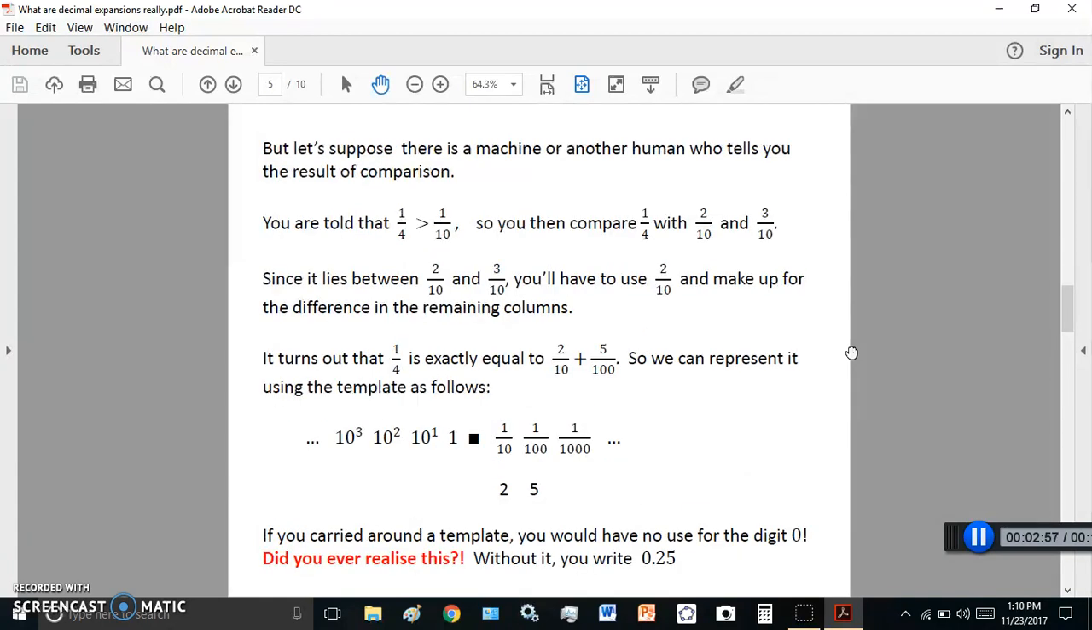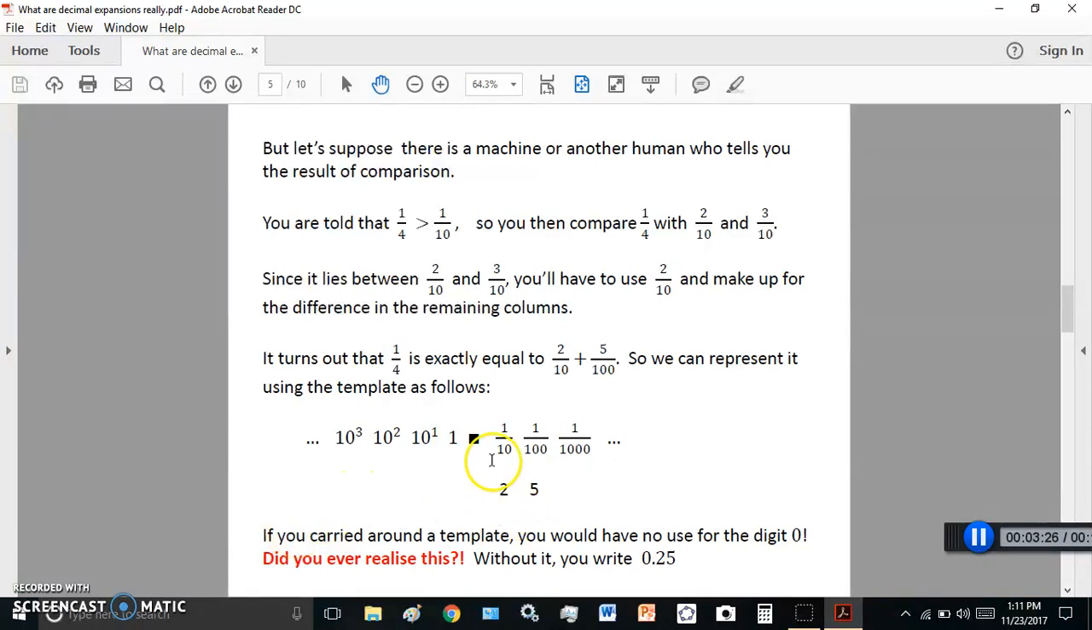So let's suppose there is a machine or another human who tells you the result of comparison for the time being. You are told that a quarter is greater than 1/10, so then you compare a quarter with 2/10 and 3/10. Since it lies between 2/10 and 3/10, you'll have to use 2/10 and make up for the difference in the remaining columns. It turns out that a quarter is exactly equal to 2/10 plus 5/100. So we can represent it using the template as follows.